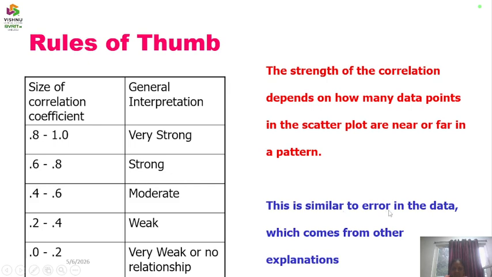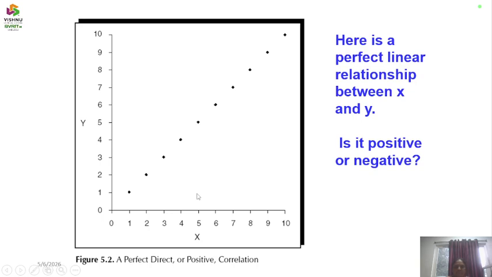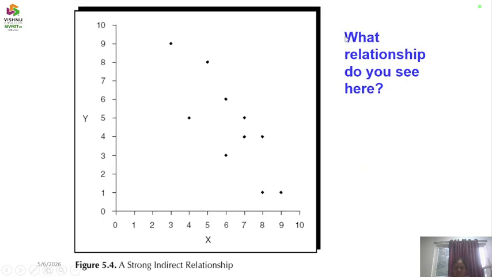So this is similar to the error in the data which comes from the other explanations. Okay. So here is the linear relation between x and y. This is a positive, right? Because both are moving in a positive direction, right? And what relation are you seeing here? Here all are going down, right?